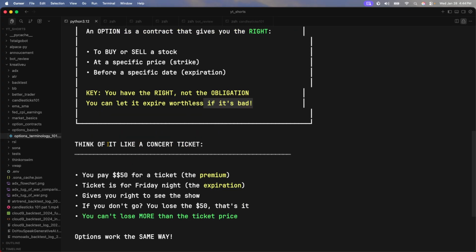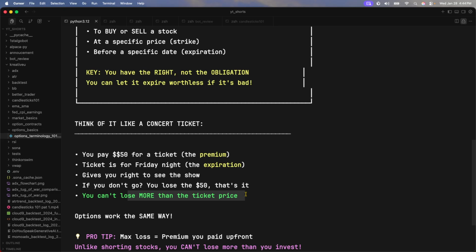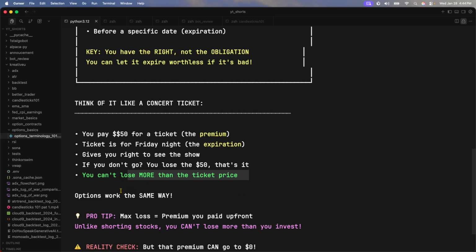So think of an option like a concert ticket. We pay $50 for the ticket. That is the premium. The ticket is for Friday night. That is the expiration date. This gives you the right to see the show. Now, if you don't go, we just lose the $50, right? That's it. You can't lose more than the ticket. That's how options work the same way.